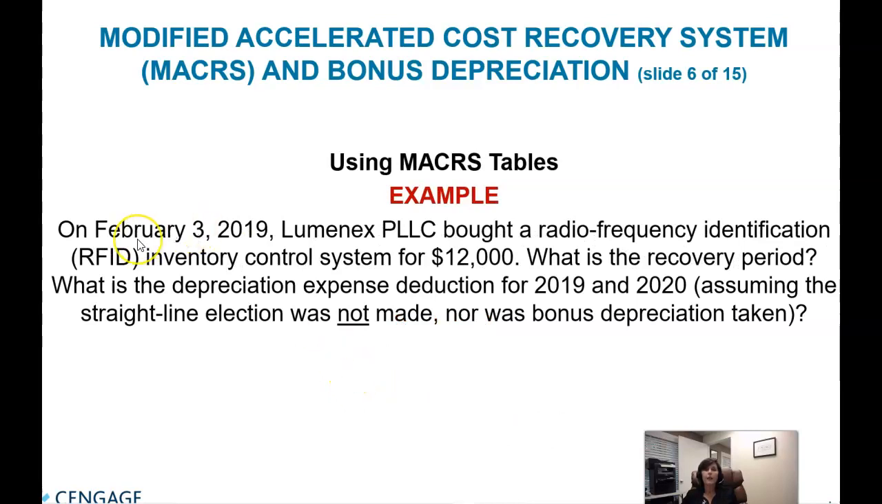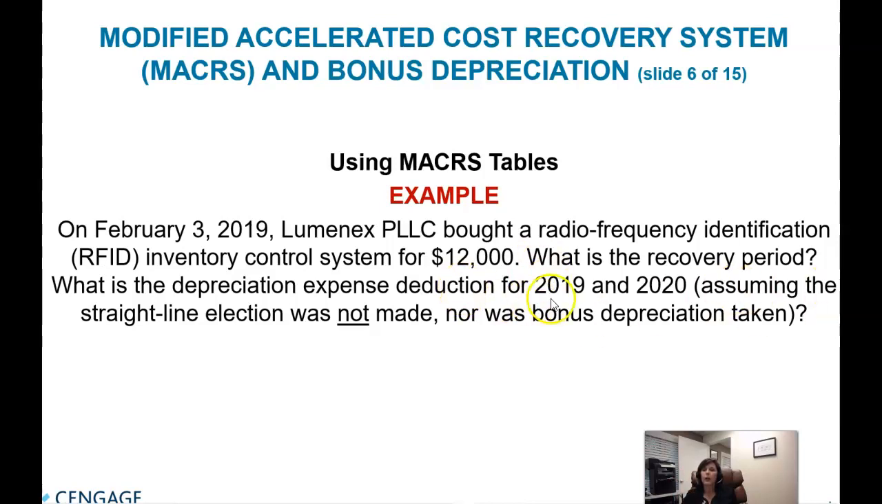Now we've got, on February 3rd, the Luminex PLLC bought a radio frequency identification inventory control system for $12,000. What is the recovery period? Well, it's technology. Things change. If you look at your table, you will see that we've got basically computers, things like that, 5 years. And frankly, you'd be lucky if it's not obsolete before that. But anyway, IRS tables tell us 5 years.